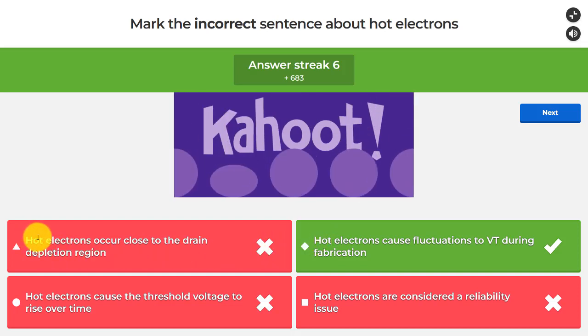Okay. Other answers: hot electrons occur close to the drain depletion region. Yes, they actually occur usually inside the field of the depletion region of the drain, where we have a big, strong field over there. Hot electrons cause the threshold voltage to rise over time. Yes, this is what they do. They get stuck inside the oxide and cause the threshold voltage to rise. And hot electrons are considered a reliability issue. Yes, they are a reliability issue. They're not a manufacturing issue.